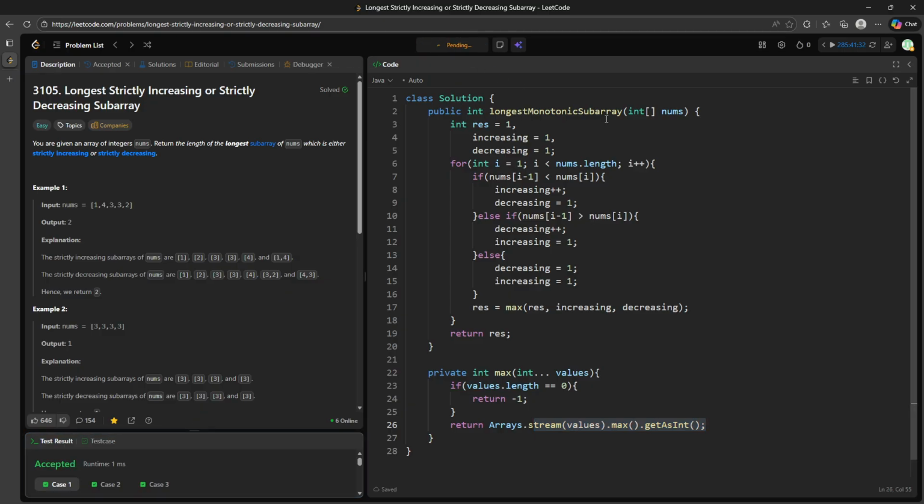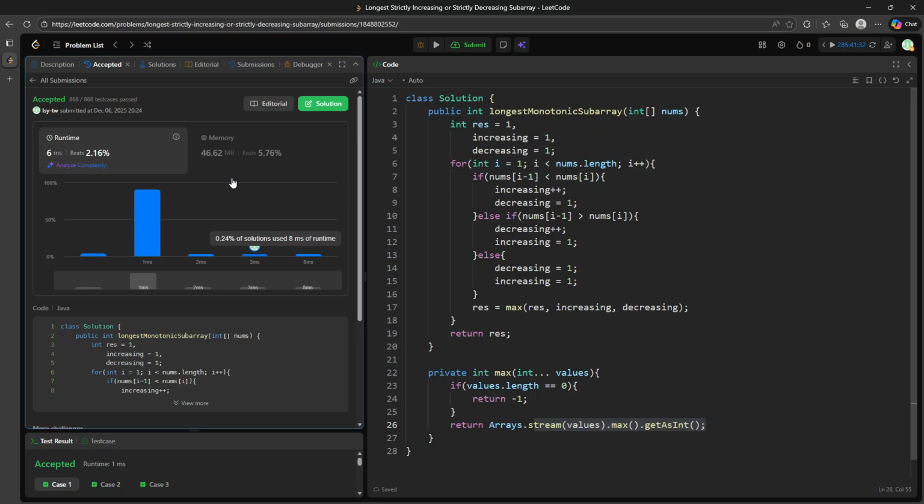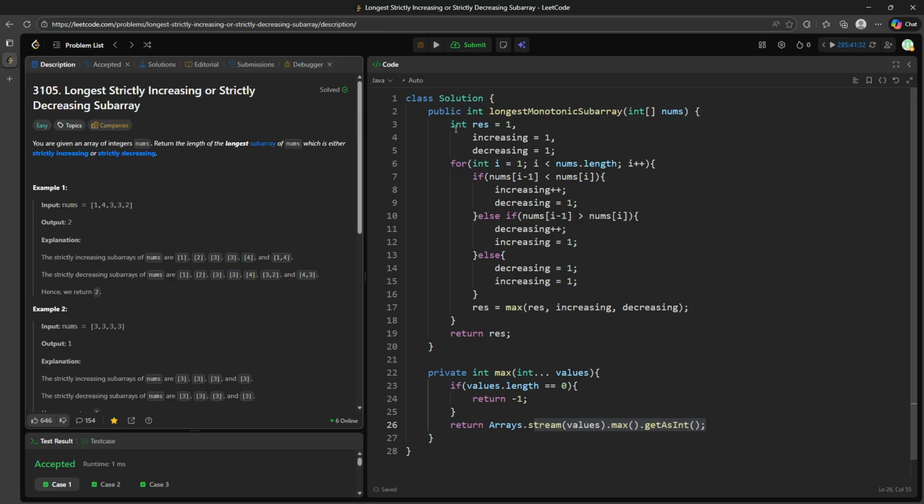So this is the whole entire solution. Space will be constant, and time is O(n), and the rest is all constant for sure. So O(n) for this one.